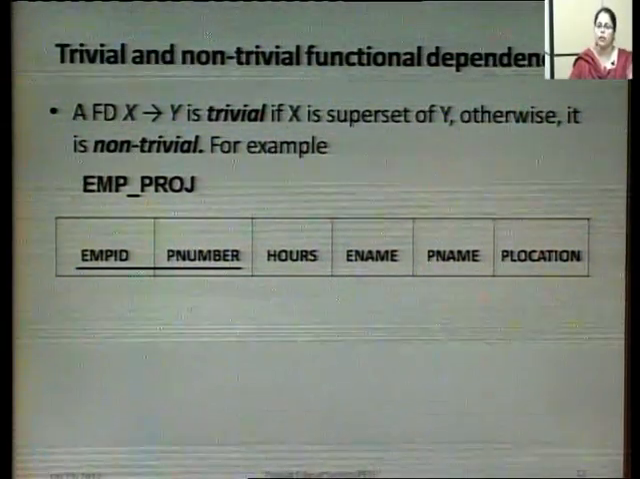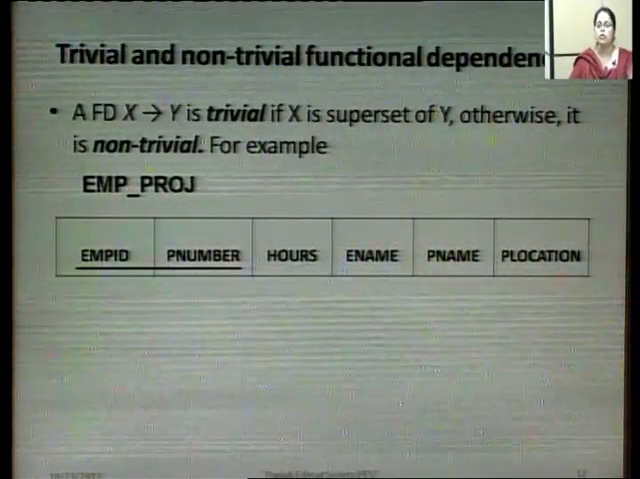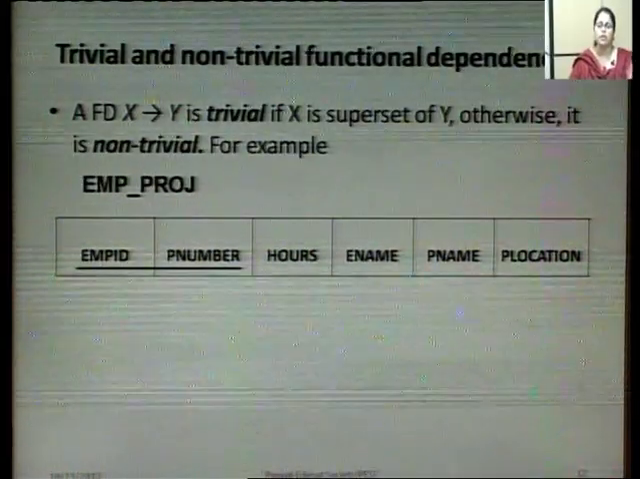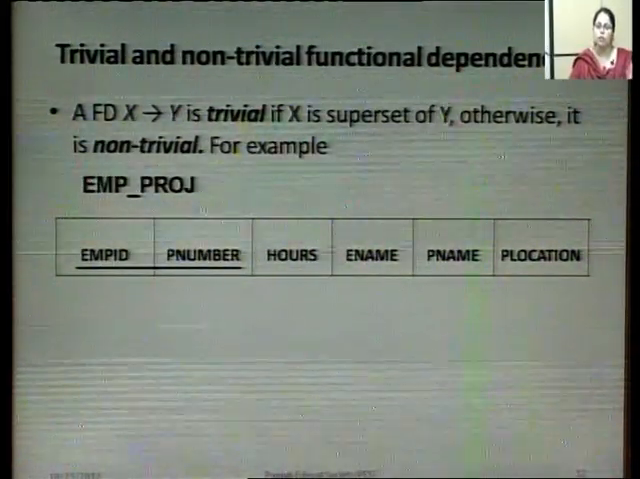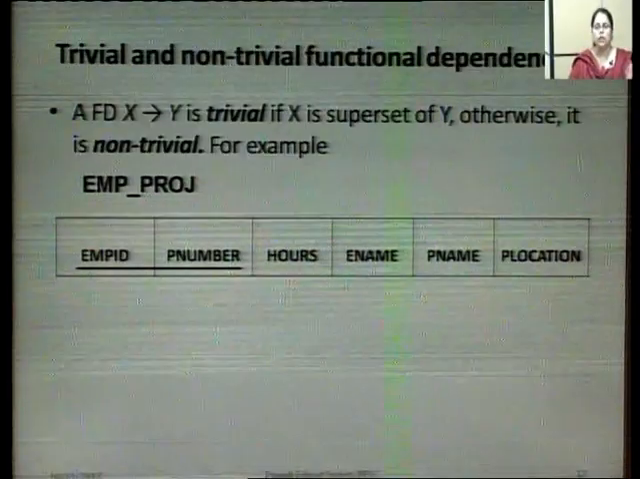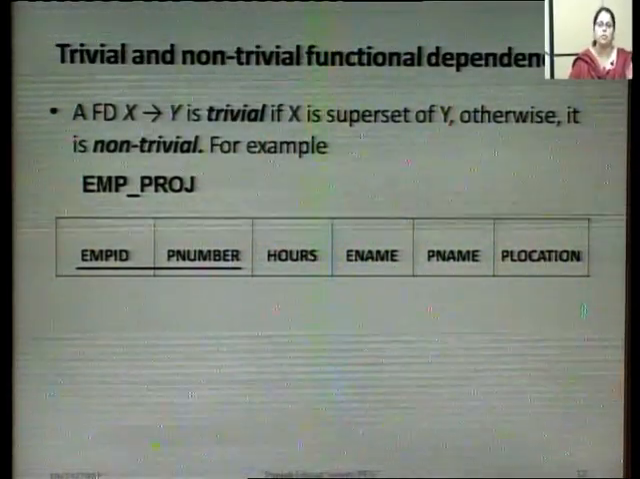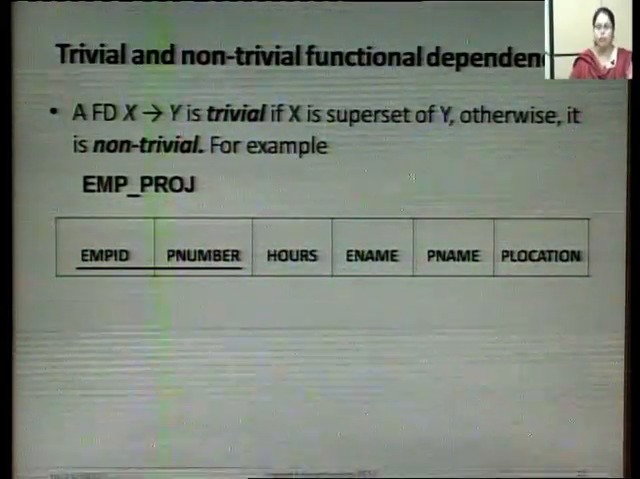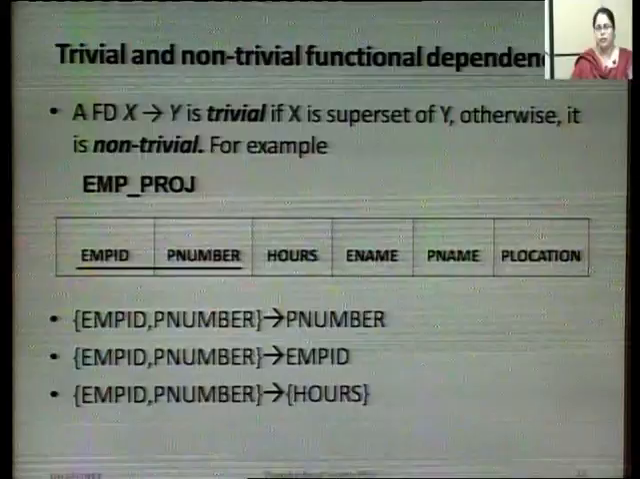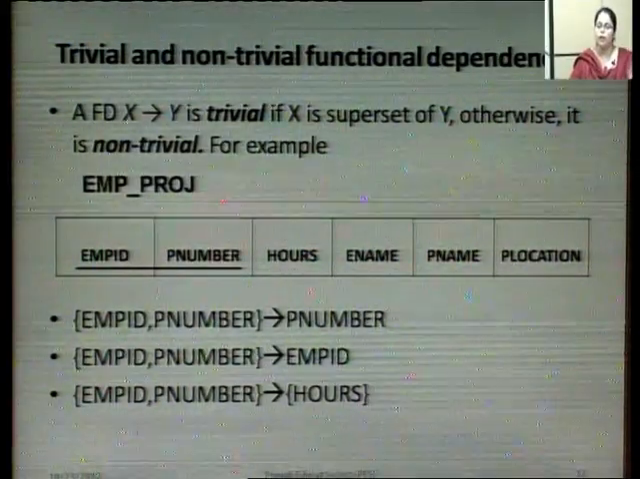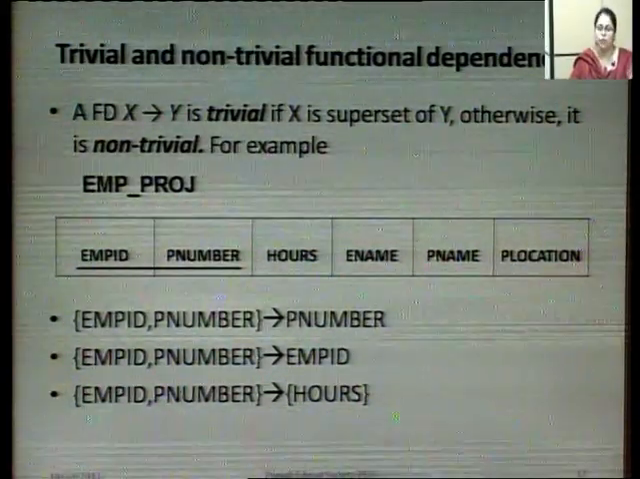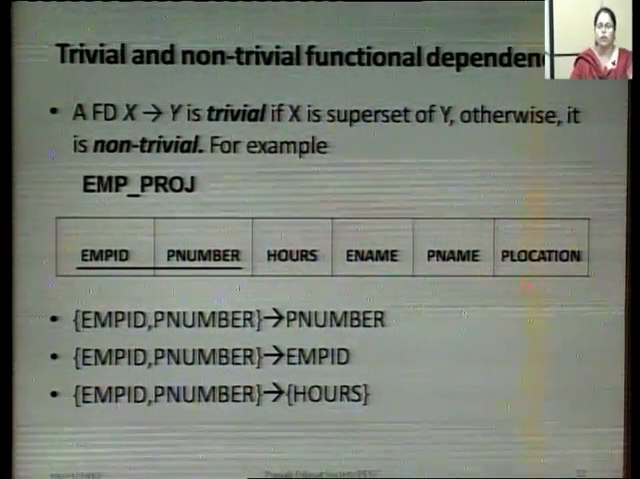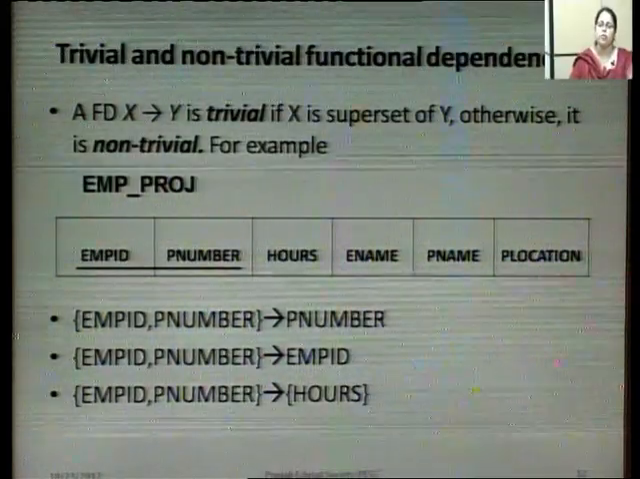Here, employee ID (EMP ID) and P number together represent the primary key for the table. Then hours represents the number of hours the employee works on the particular project. E name represents the employee's name, P name represents the project name, P location represents the project location. Here the functional dependencies that hold are: EMP ID and P number determines P number; EMP ID and P number determines EMP ID; and EMP ID and P number determines hours.